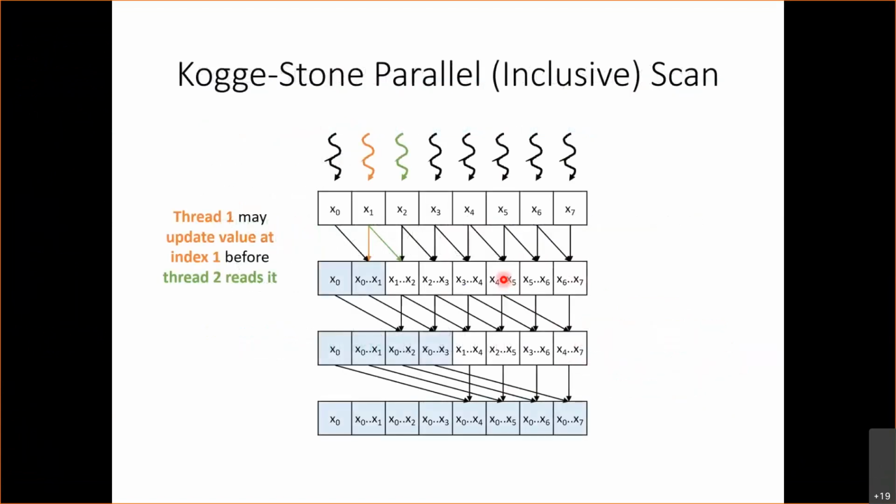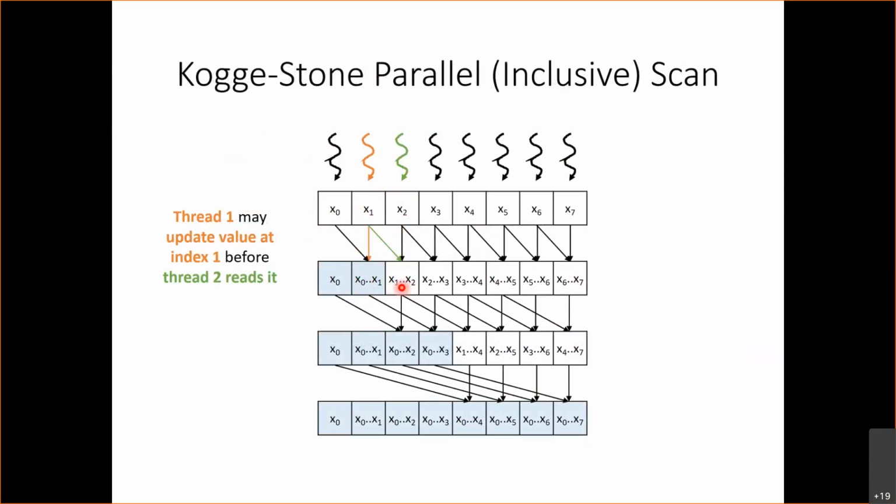Let's focus on what these two threads are doing. This thread over here reads x1 and x0 and writes x0 plus x1 in the output. Both of these are the same array. Whereas this thread over here is going to read x1 and x2 and store the result x1 plus x2. Now what's the problem here?